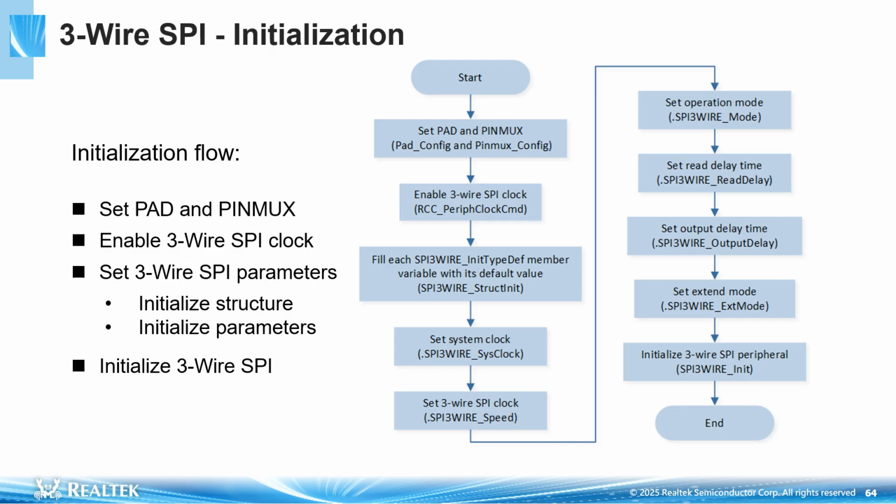The 3-wire SPI initialization process is shown in the figure. The first step is to set PAD and PINMUX, the second step is to enable the clock signal of 3-wire SPI, the third step is to set the parameters of 3-wire SPI, and the fourth step is to initialize 3-wire SPI according to the set parameters.